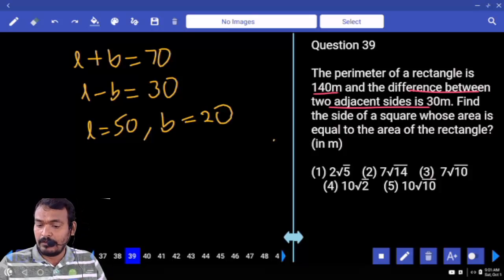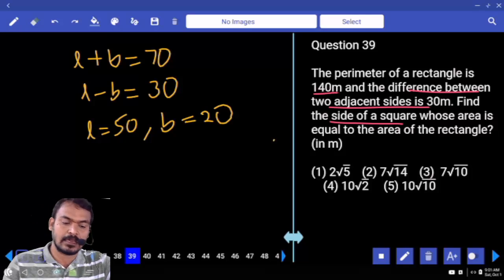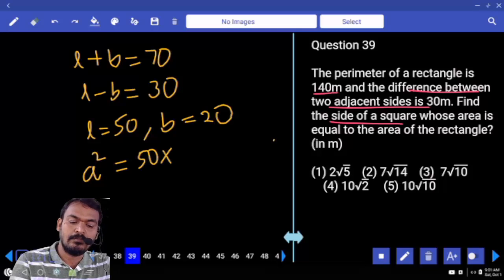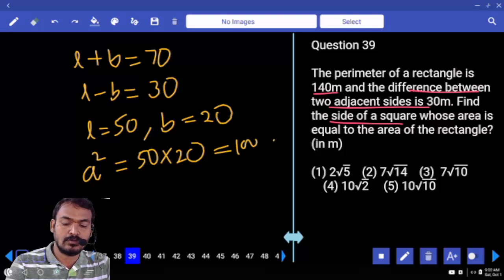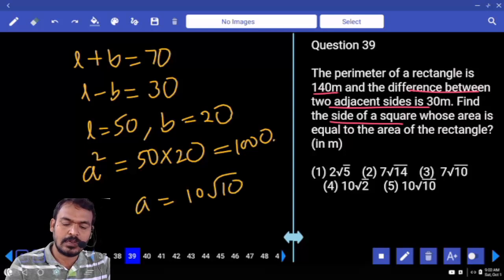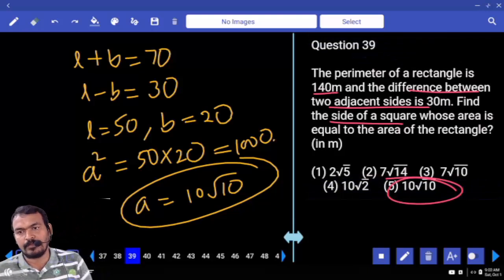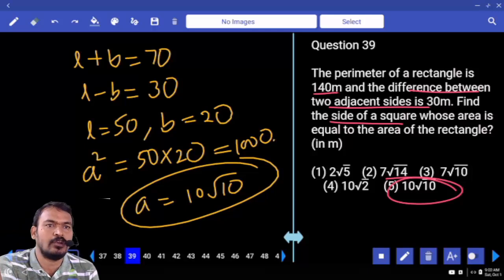What is the question here? Find the side of a square whose area is equal to the area of a rectangle. A square is equal to L into B. 50 into 20 is 1000. The 1000 equals A square. Then A equals how much? 10 root 10. Okay, which option? Fifth option. What is the area of a square? A square equals L into B. Then A value is 10 root 10. A is nothing but the side of the square.